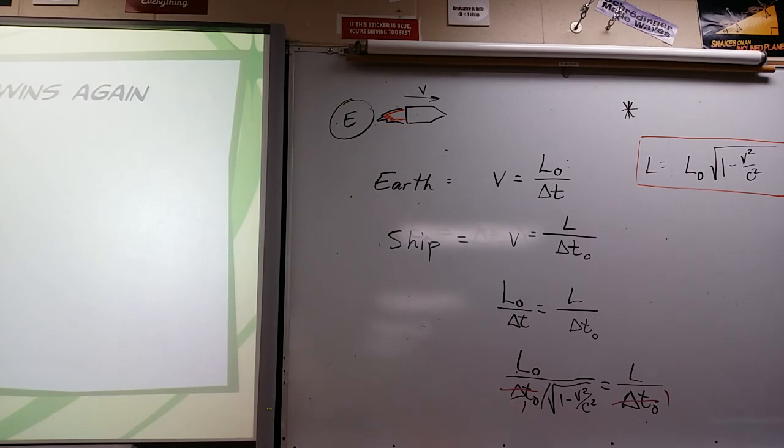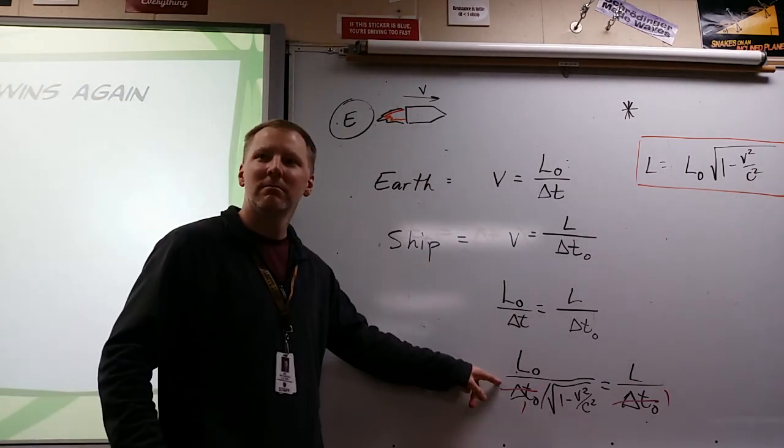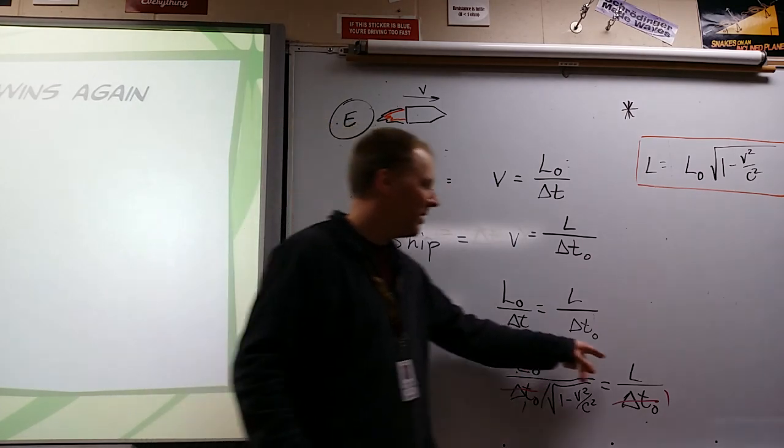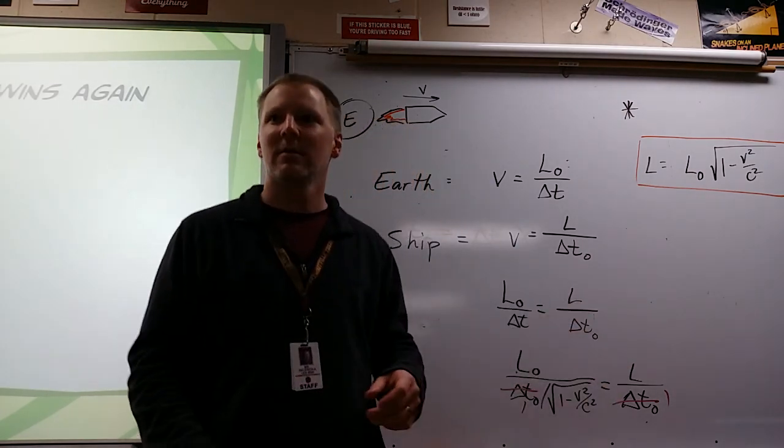Yep. How did you cross out the delta T naughts? They're the same. They're both on the bottom. So x over 4 equals y over 4. I can cross out the 4's.